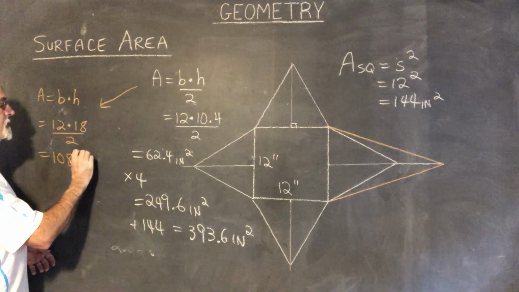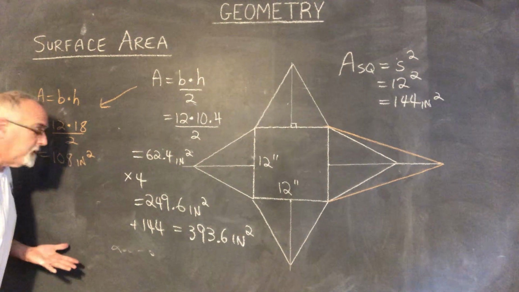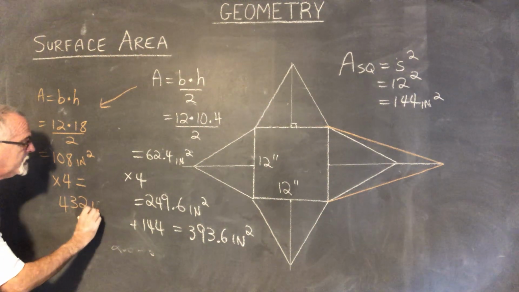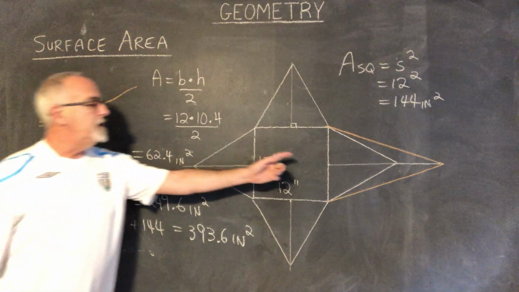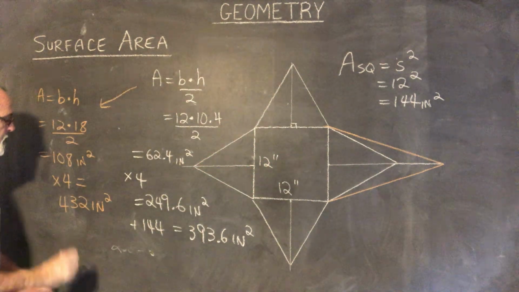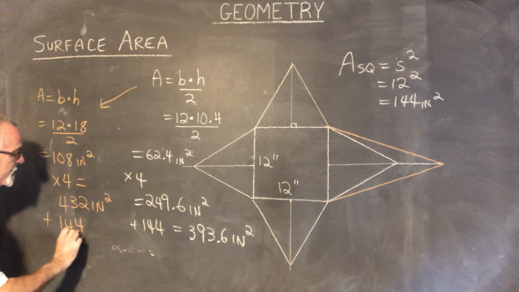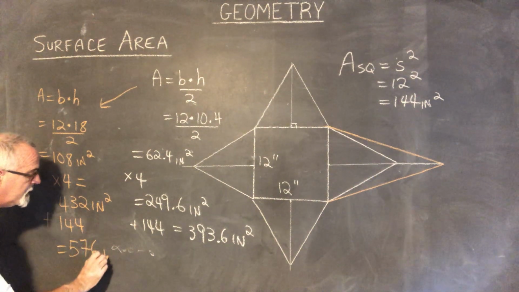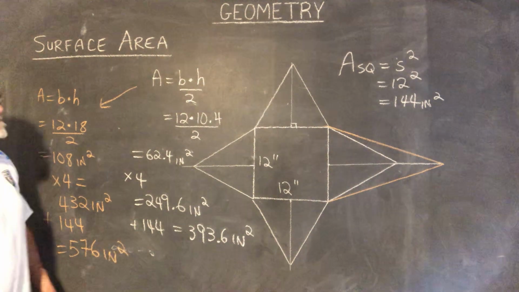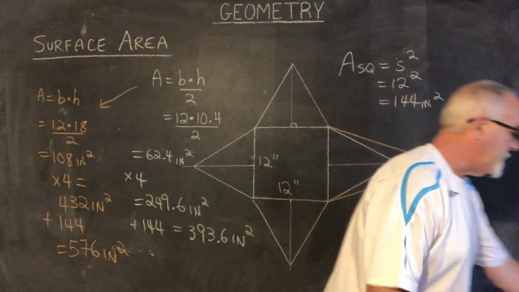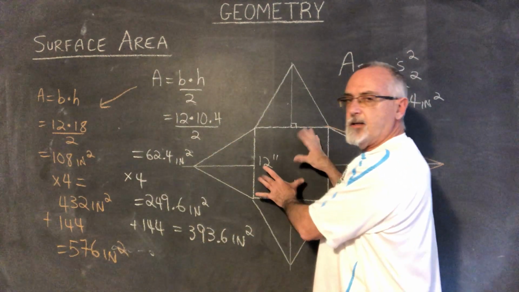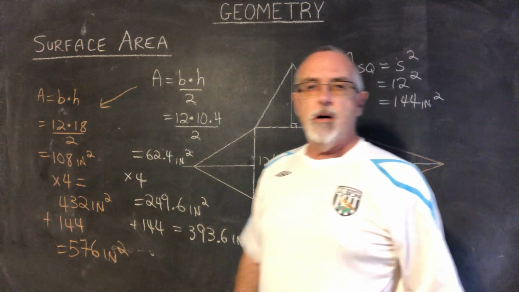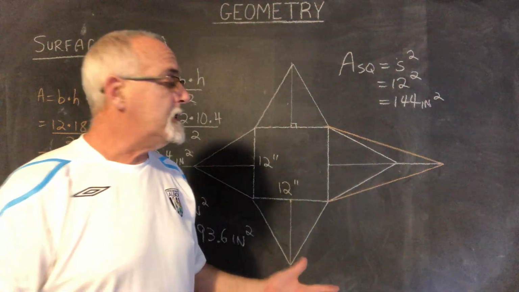108 square inches instead of 62.4, but I still have to multiply by 4. So that is going to be 432 square inches. And then when we add the 12 inch by 12 inch square, plus 144, equals 576 square inches. That was interesting. That went faster than I expected, but it's because we preserved that same size square when we decided to add this extra example.